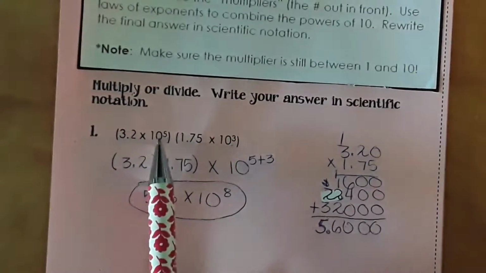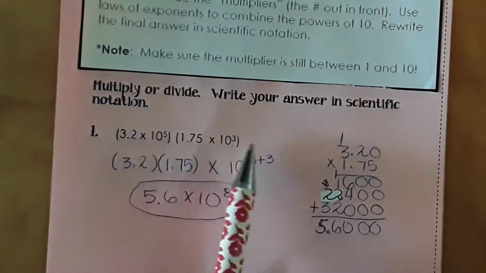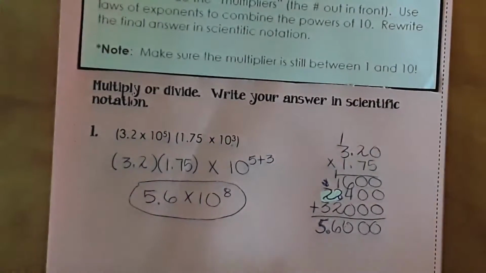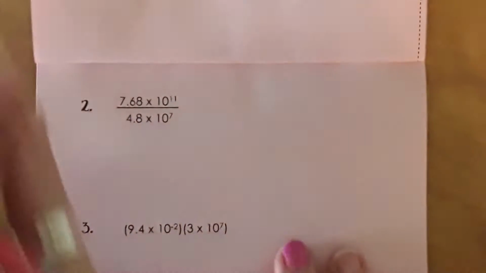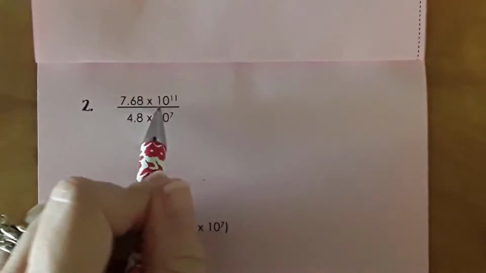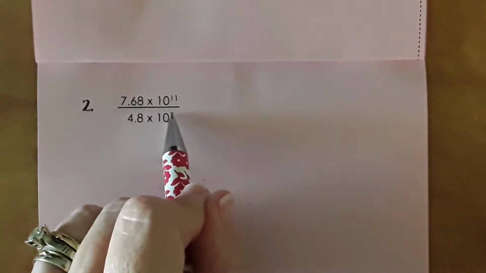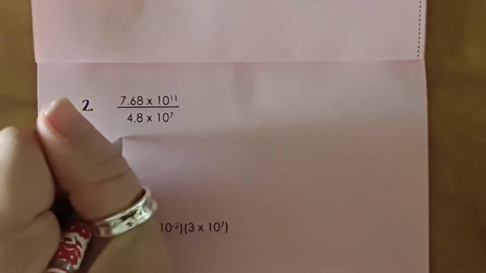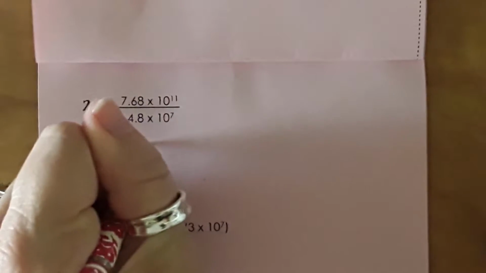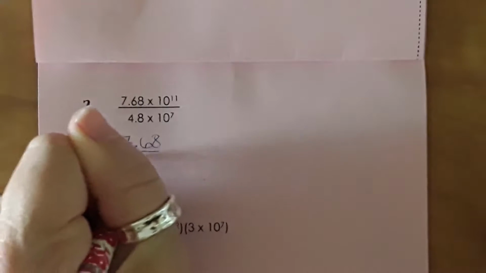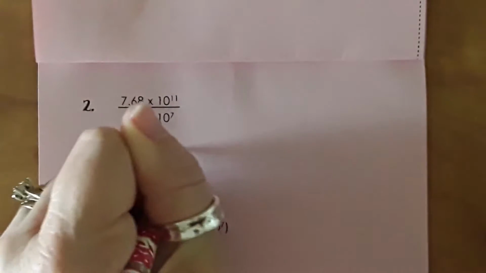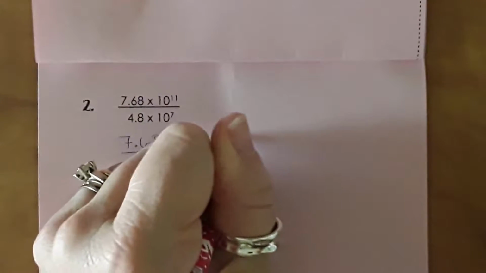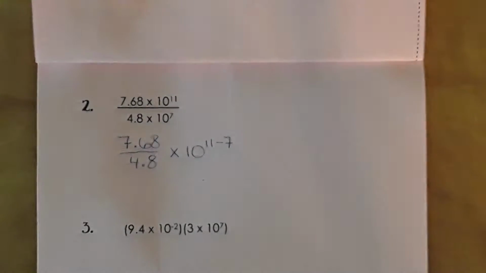All right. Again, use those laws of exponents. When multiplying, bases are the same, we're going to add the exponents. Let's look at the division one. Remember, when the bases are the same, we are going to subtract our exponents. We're going to divide the multipliers in the front, and then we're going to subtract our exponents.